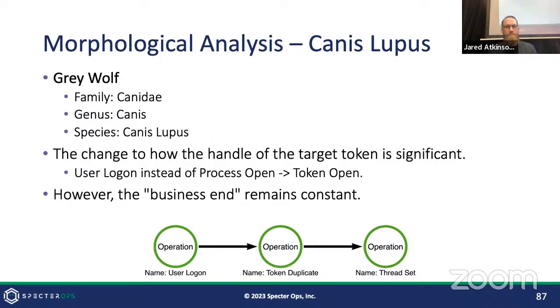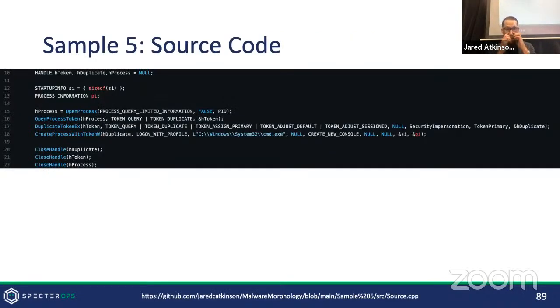Cool. Okay. So then we have sample 5, right? And sample 5, we have some similar stuff and some differences. Does anybody see a difference in what's going on with sample 5? Create process with token, right? That's the difference. So this is exactly the same as samples 1 and 2, except they've replaced set thread token with create process with token W. Does anybody care to hazard a guess what the operation for create process with token W might be?